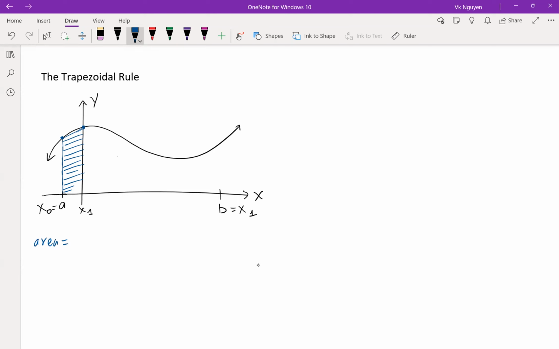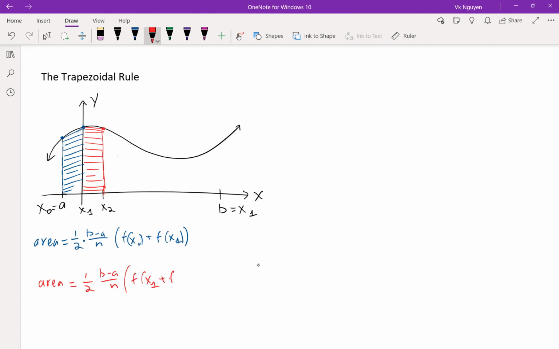This area is half of the width multiplied by the sum of the two parallel lengths: (b minus a) over n times f(x sub 0) plus f(x1). Similarly, for x sub 2, we can figure out the area between x sub 1 and x sub 2 by drawing a straight line and getting a trapezoid. So the area is half of the width (b minus a) over n multiplied by the lengths f(x1) plus f(x sub 2). Add them up.